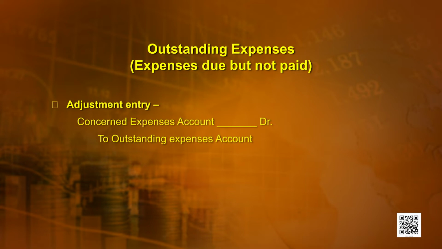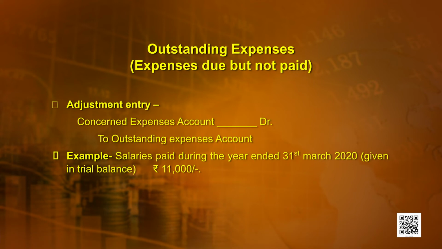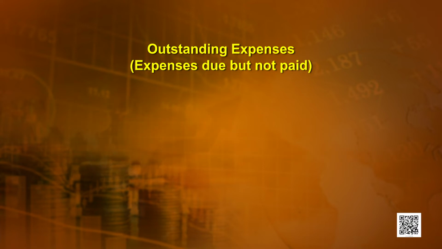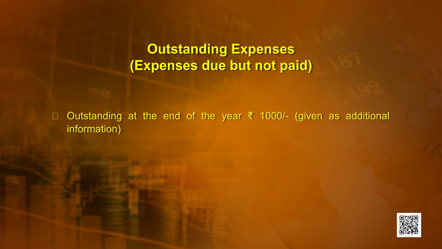Adjustment entry: concerned expenses account debited to outstanding expenses account. Let's look at a simple problem to test our understanding of outstanding adjustments. Salaries paid during the year ended 31st March 2020, given in the trial balance, rupees 11,000. Outstanding at the end of the year, rupees 1,000, given as additional information.